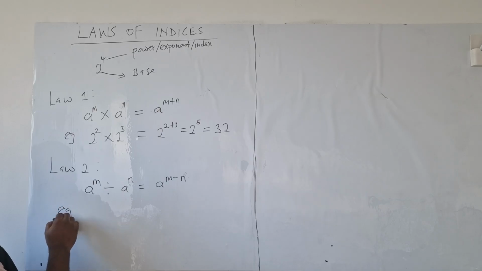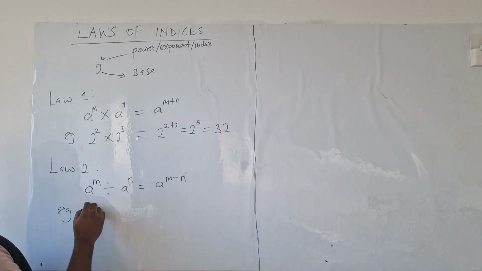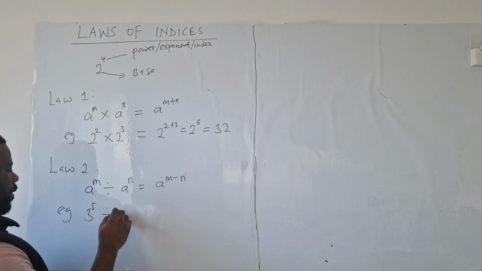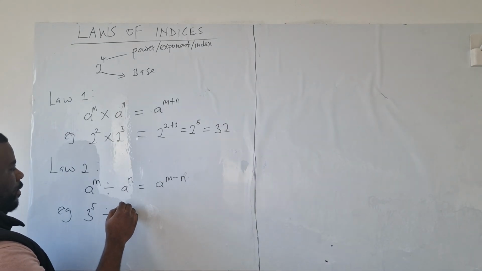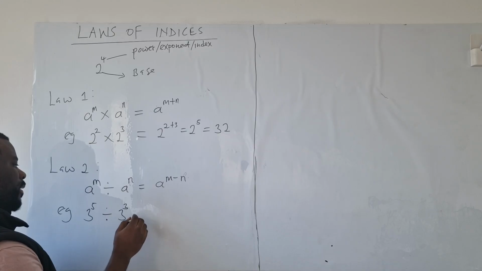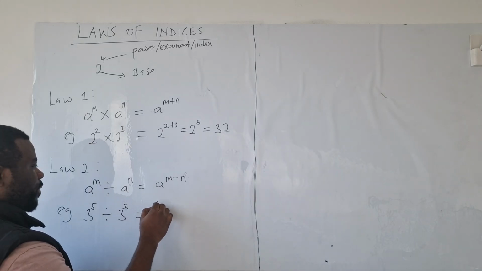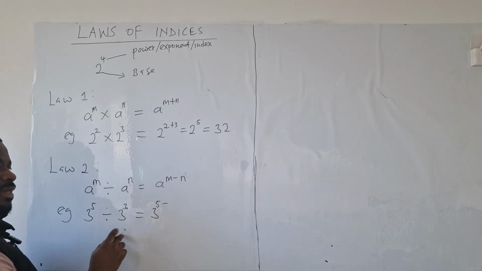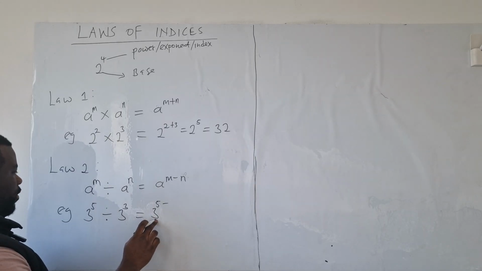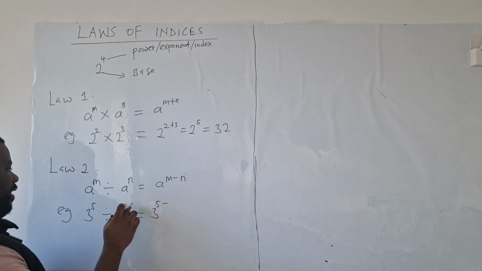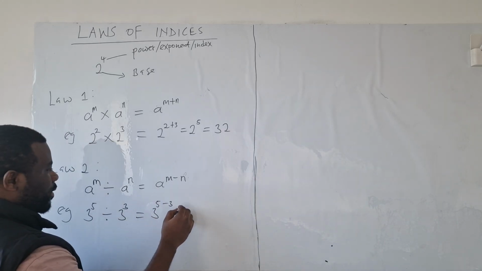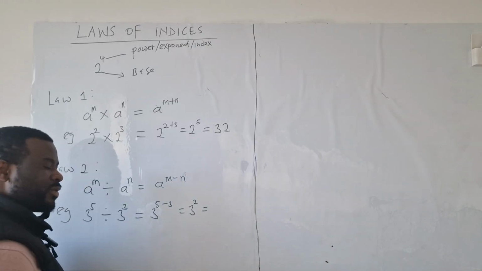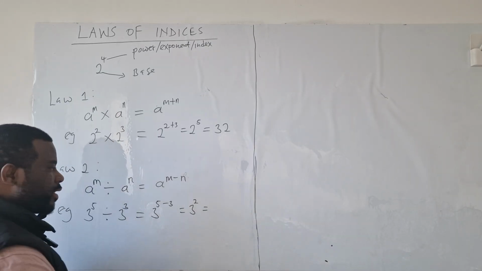Example, 3 power 5 divided by 3 power 3. This is equal to 3 raised to the power 5 minus, we take one of the common base because the bases are the same. So we take one common base, 3, we subtract powers as 5 minus 3, and this will give us 3 raised to the power 2. And 3 raised to the power 2 means 3 times 3, giving us 9.